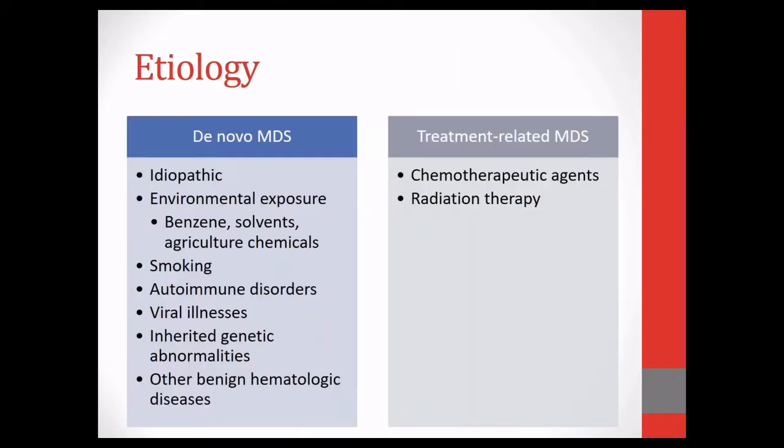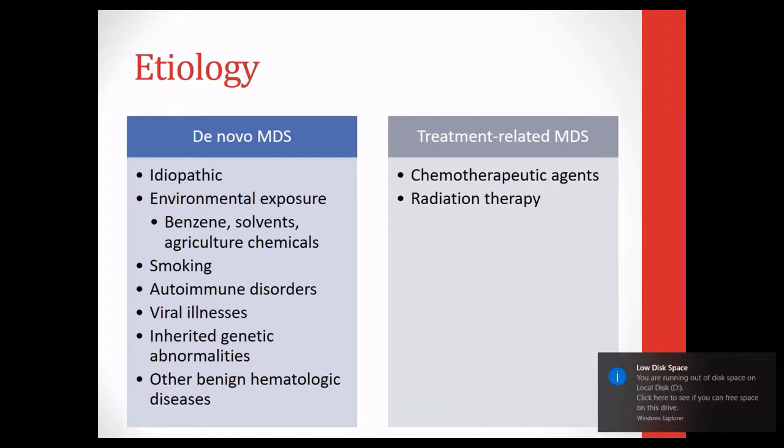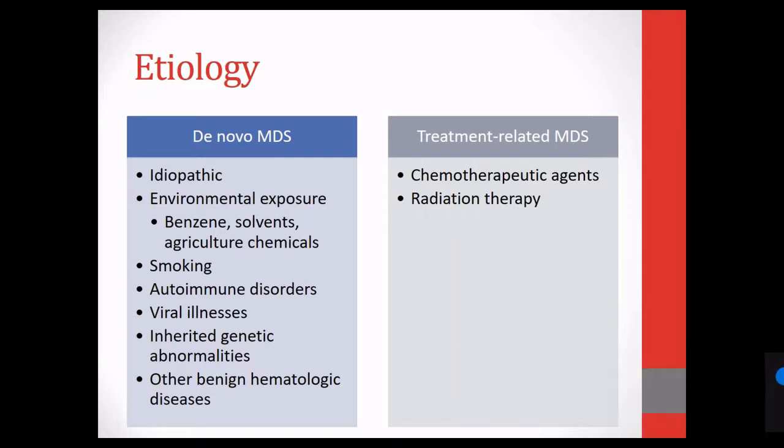MDS can be caused by 2 different methods, either de novo or treatment-related MDS from previous chemotherapy or radiation treatment. So de novo MDS can be caused by idiopathic, which is just an unknown cause, being exposed to different environmental factors such as benzene, solvents, agricultural chemicals, smoking, autoimmune disorders, certain viral illnesses, inherited genetic abnormalities like trisomy 21 or Fanconi anemia, or other benign hematologic diseases.